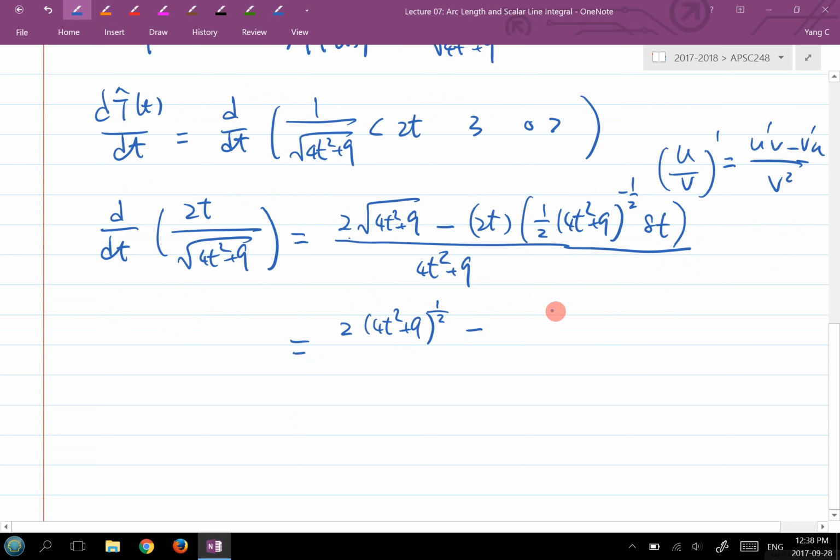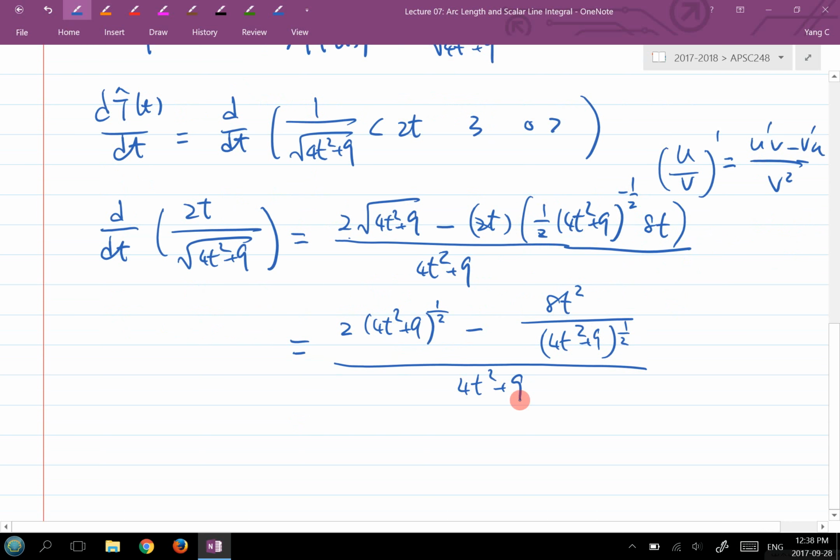Okay, and then 2t times 2 and 2 cancel each other. Okay, t times t at squared over this is 4t squared plus 9. Okay, 1 half, right? So if you write it down one more step right here, basically.